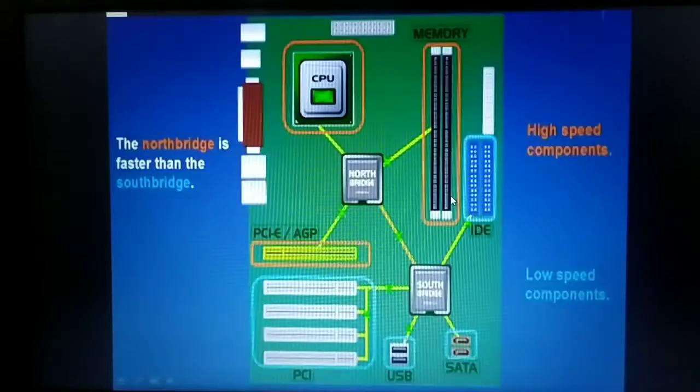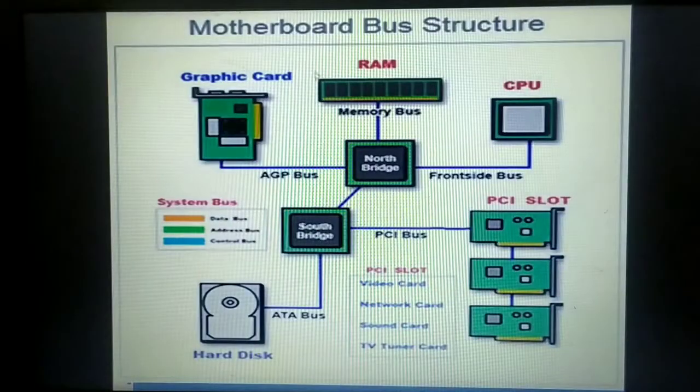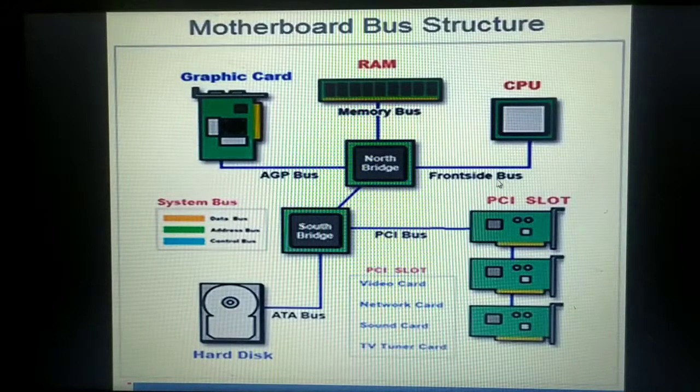This motherboard contains various kinds of bus. I'll show you here. Like here it is having the front side bus. Whenever there is communication between the north bridge and the CPU, it makes use of the front side bus. And whenever there is exchange of information between the RAM and the north bridge, it uses the memory bus. We have the AGP bus, the ATA bus, and the PCI bus. So this motherboard has different kinds of bus mounted on it, and they may vary in speed and bandwidth.